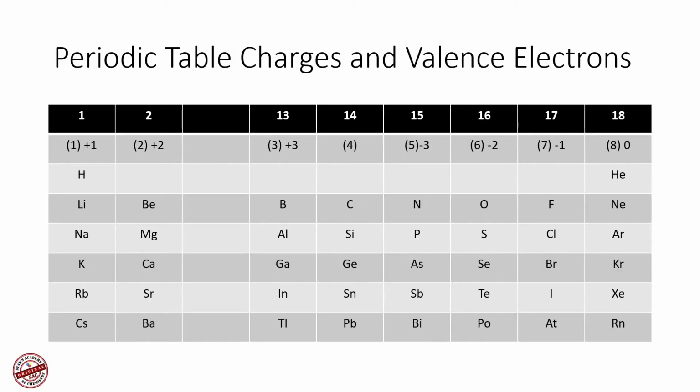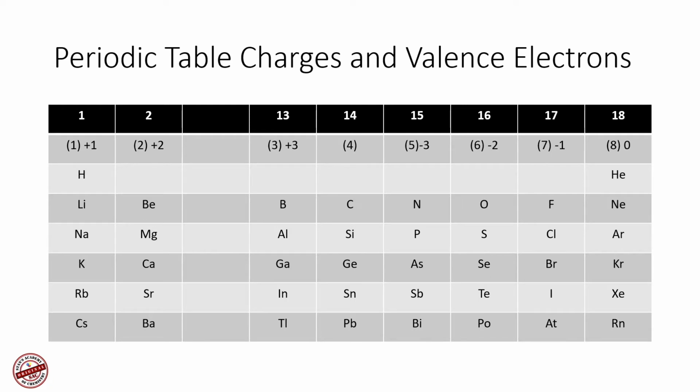Here is a look at the periodic table. I have put the numbers of the groups on the top row. I have chosen group 1, group 2, 13 to 18. I have not included the transition metals here for simplicity, because we will be looking at compounds that are formed between metals and non-metals, between group 1, group 2, all the way to 18, not including the transition metals.